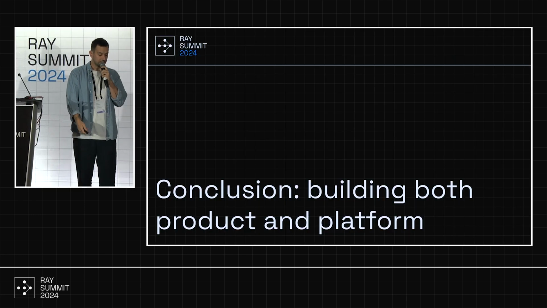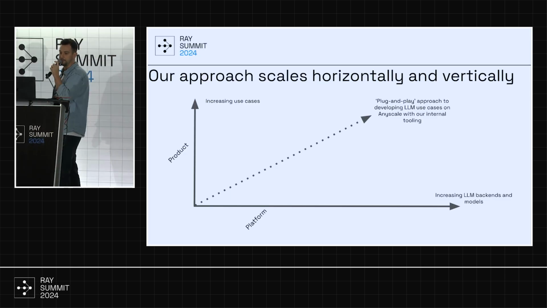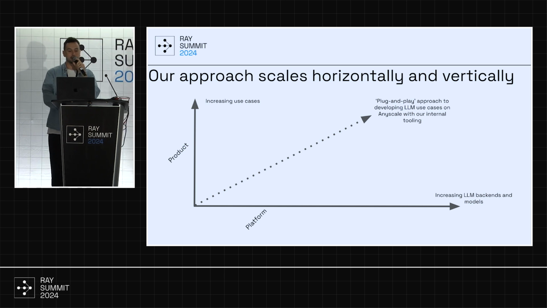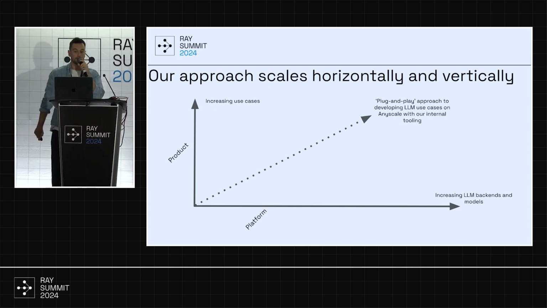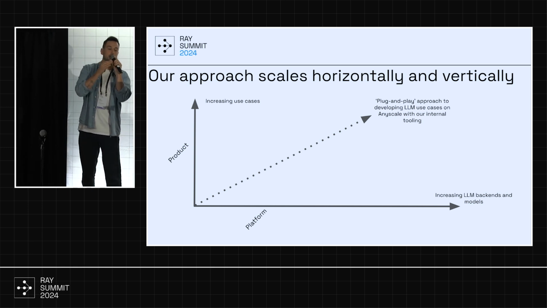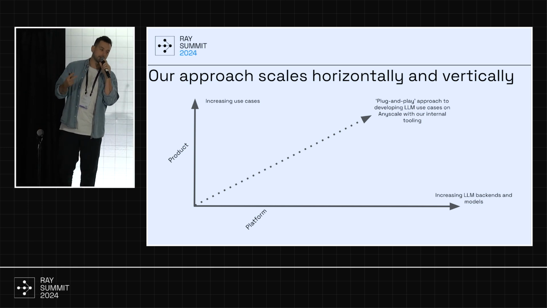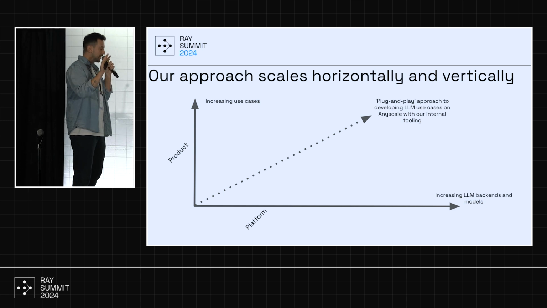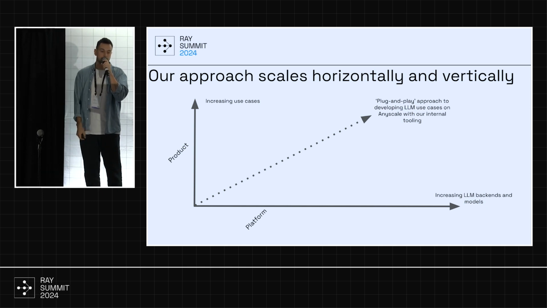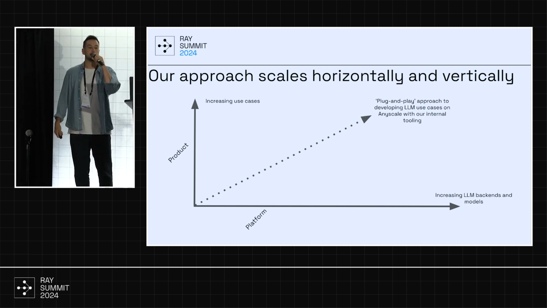So conclusion: build both product and platform at the same time. We feel that the approach we take lets us scale both our products and all of the use cases that we have vertically, at the same time that it lets us scale horizontally, increasing the number of LLM backends and the number of models that we support. And that plug and play approach that we took to building that LLM tool helps us develop use cases more rapidly and support more things in the long term.